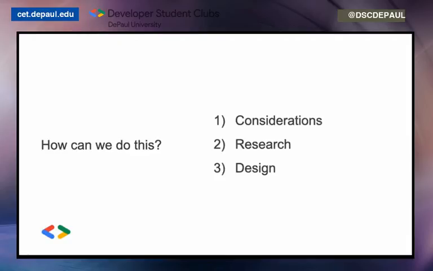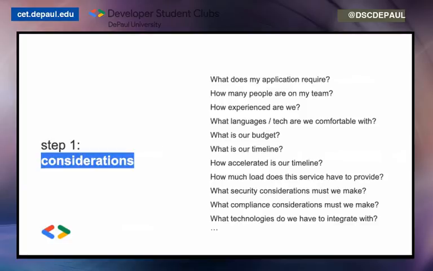Step 1, make a list of all your considerations, constraints you may be facing. Step 2 is to do some research. Choose the tools that you'll be incorporating into your build that go along with your considerations. And finally, decide how your tools will communicate with each other and design the tech. So let's take a deeper look into the steps.